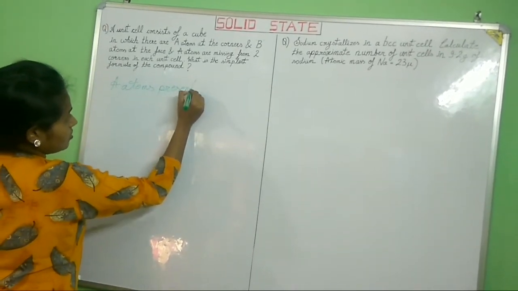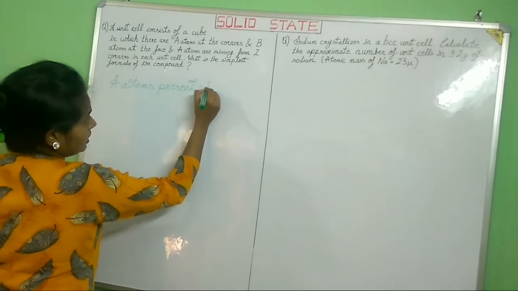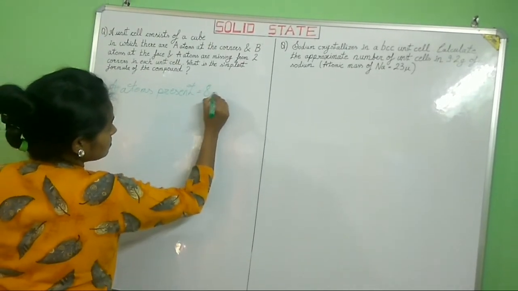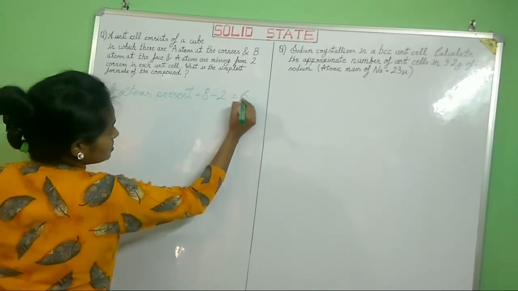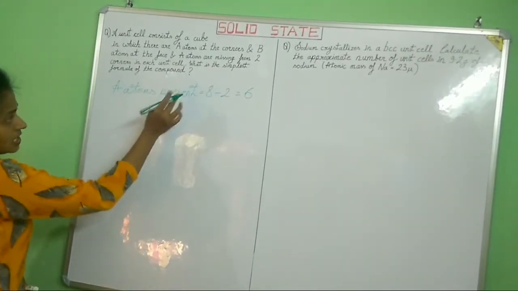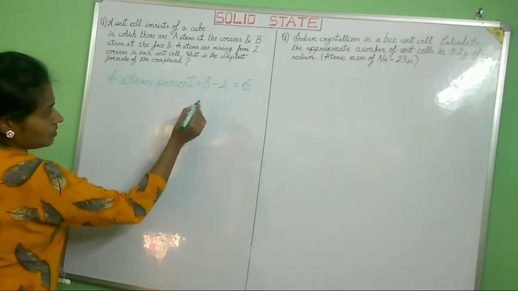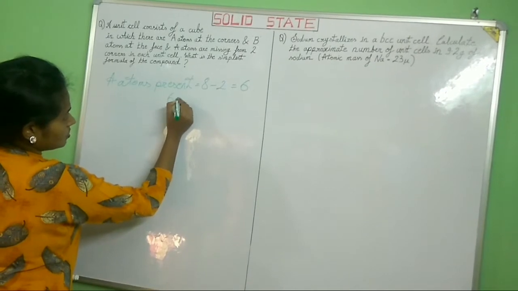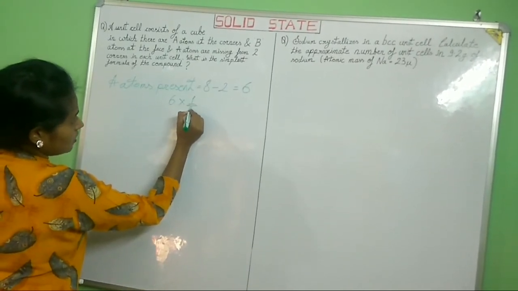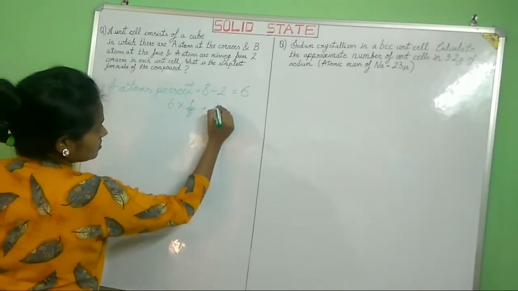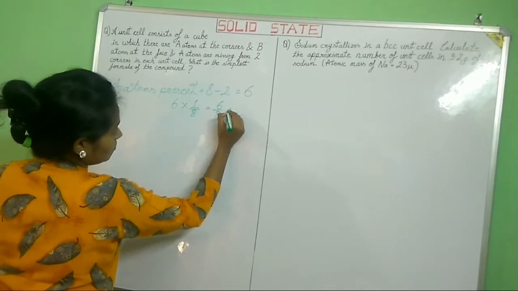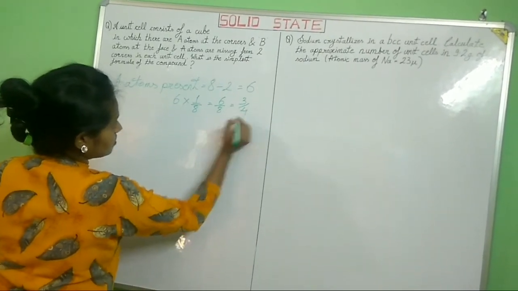as there are 8 corners, so total 8, but in the question it is given 2 are missing, so it comes 6. Now, each atom at the corner contributes only 1 by 8, so total contribution will be 6 into 1 by 8, that is 6 by 8, or we can also write it as 3 by 4.